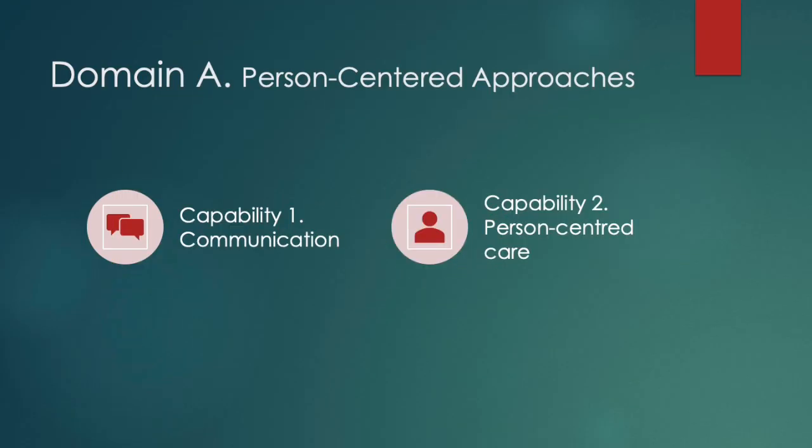Capability 1, communication. By communication, it means not only communicating with the patients but also with the multidisciplinary team. For example, electronic communications, communicating the reports, like that. Capability 2, person centered care. Anything that one does is to get the appropriate care for the patient. This may include shared decision making.